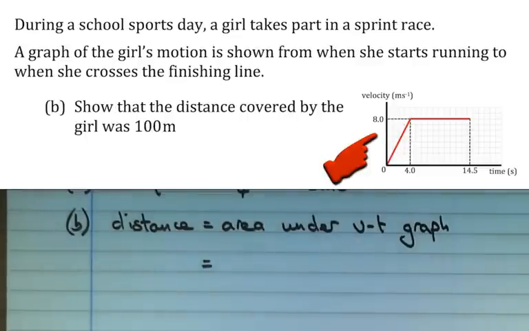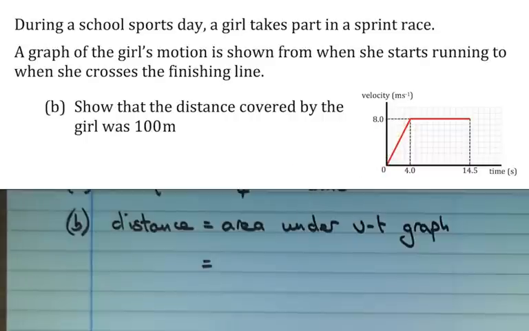So of course in this question we have, for the first 4 seconds, a triangle underneath this line. We're working out, as I said, the area under the velocity time graph. So we've got this triangle here. We'll be working out half times the base times the height. And then of course we've got this rectangle with a base from 4 to 14.5, which is 10.5, and with a height of 8.